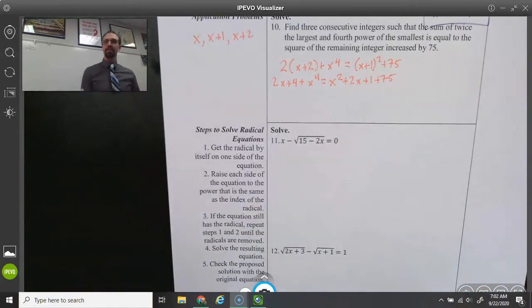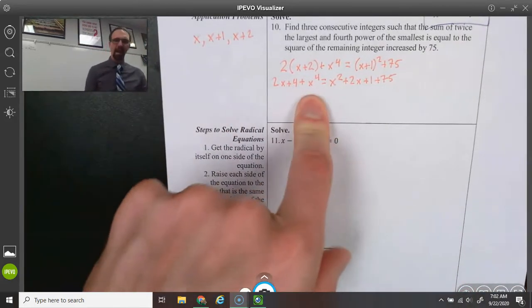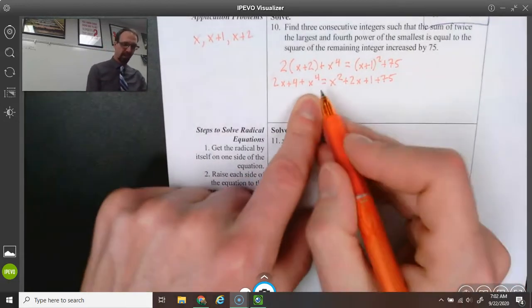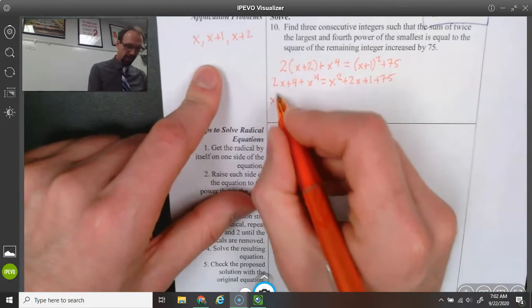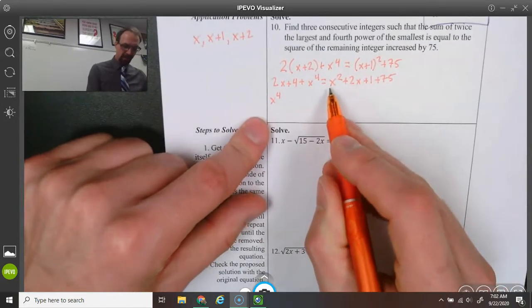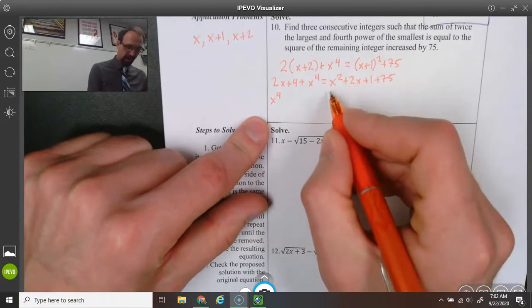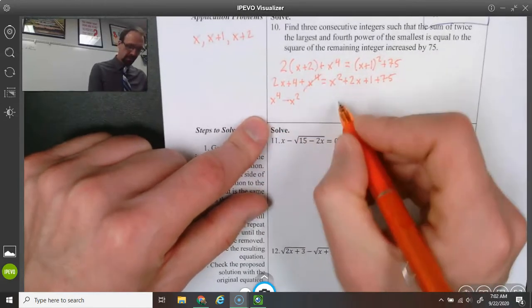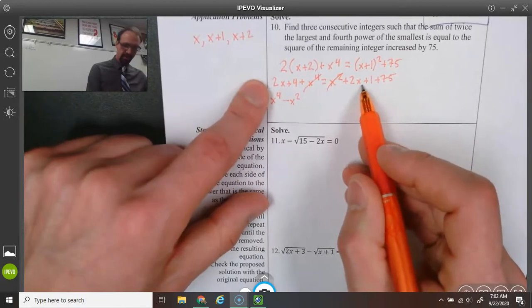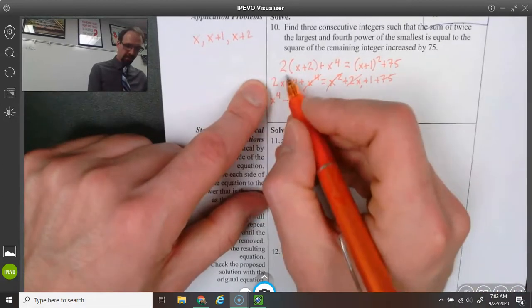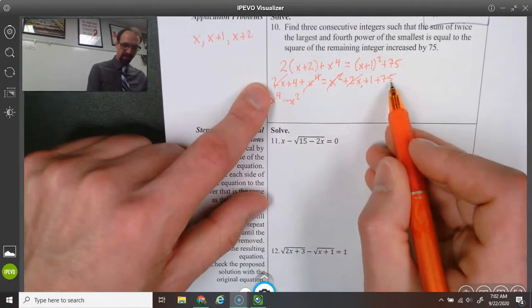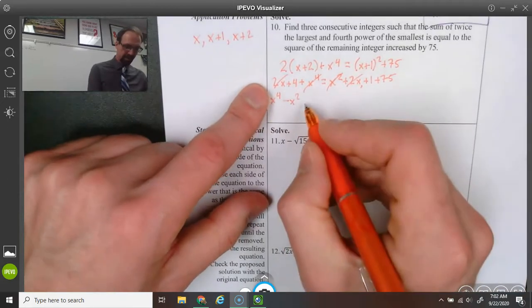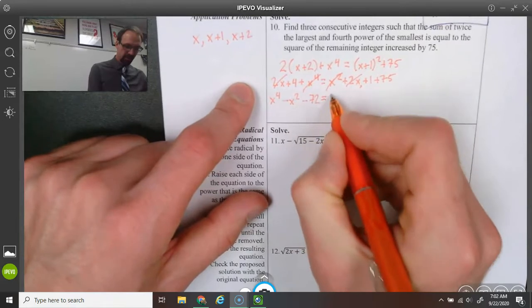I'm going to combine everything over to one side. I always like to leave my highest power or exponent positive, so we're going to move everything over to the left-hand side. So x to the fourth, and I do have an x squared, so I'm going to subtract x squared on both sides, giving me a minus x squared. If I subtract 2x from both sides, that's going to eliminate it. Then I have the 76 on this side, minus 76. So 4 minus 76 is a negative 72, equals 0.